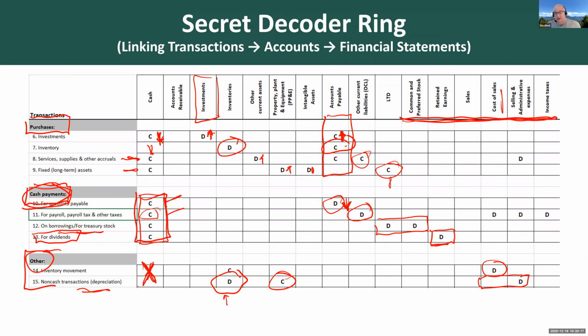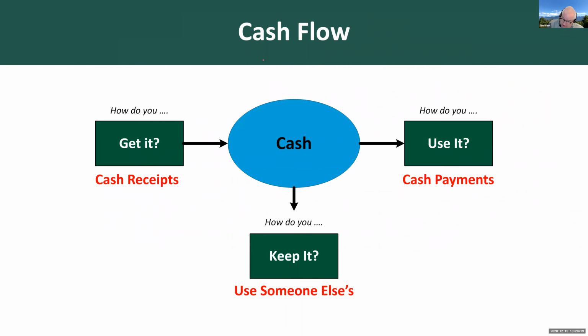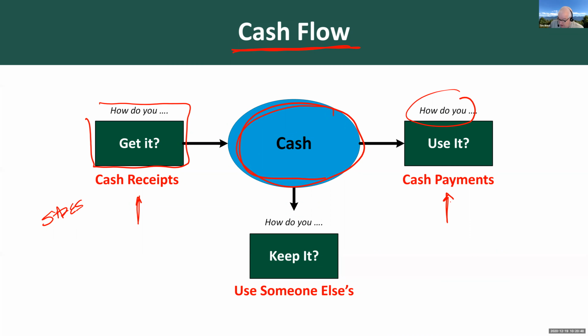Let's tie this thing up and go back to what we'd originally talked about in one of our early slides: cash flow. If we believe that cash is the center of our universe, boy, that's very materialistic. But nonetheless, how do you get it? We have the cash receipts transactions and sales to customers. How do you use it? Cash payments. How do I keep it?